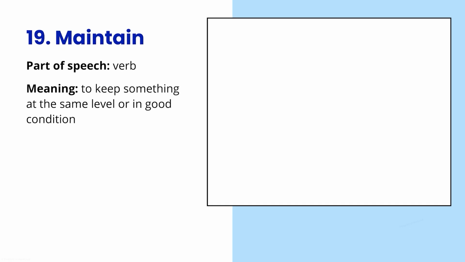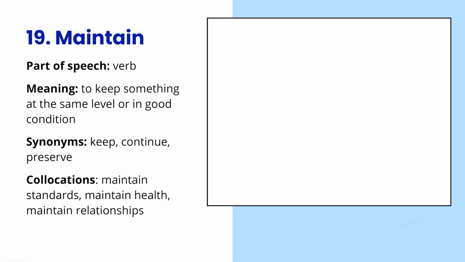So restrict is a very useful verb when you're writing about rules, laws, or actions that might limit things, particularly in problem solution essays. Let's move on to 19, which is maintain. Maintain is a verb, and it means to keep something at the same level or in good condition. Synonyms: keep, continue, preserve.